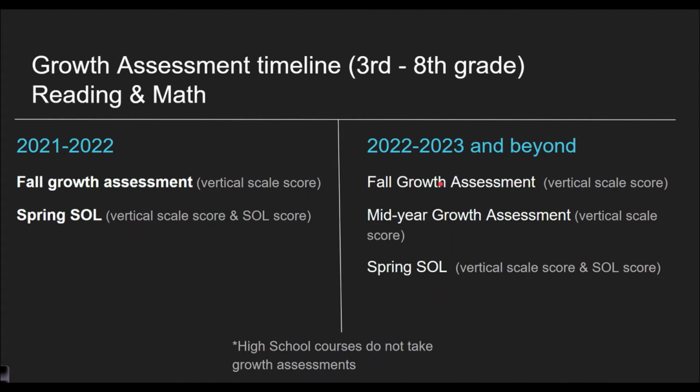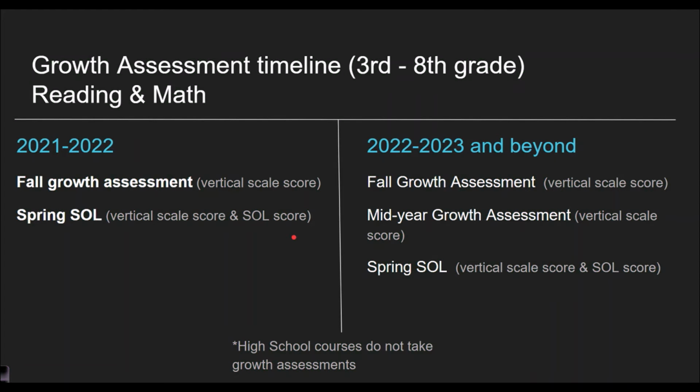Next year, our students should be taking a fall and a mid-year growth assessment. And again, those will have vertical scales with them. And then again, in the spring, their traditional SOL will have the SOL score and a vertical scale score.